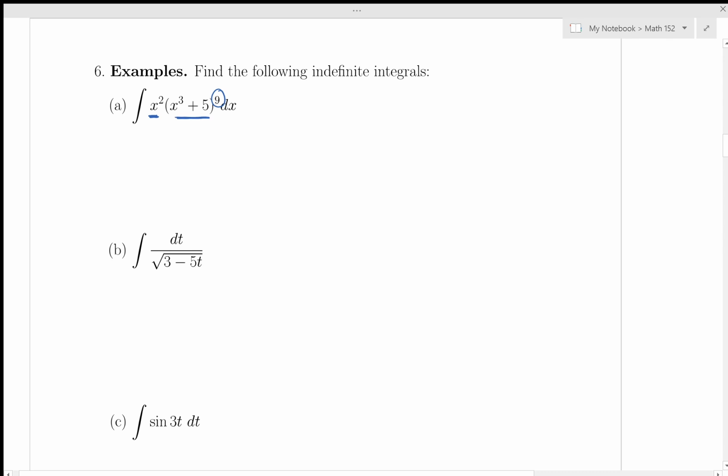So I get an idea that it might be a good idea to make a substitution u equals x cubed plus 5. Then I take the derivative and see what happens. That would be du by dx is equal to 3x squared. So I will then rewrite this like this. du over 3 is equal to x squared dx. Now it's just algebra going down to that last step.